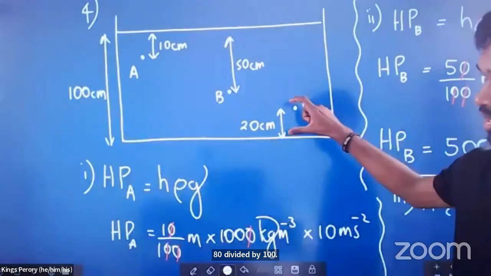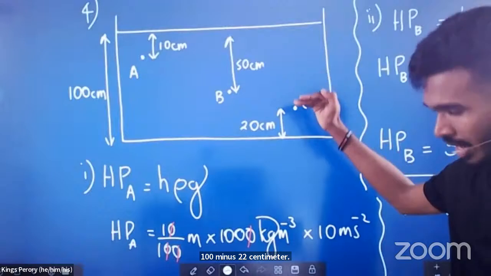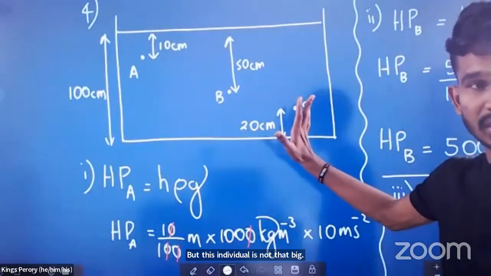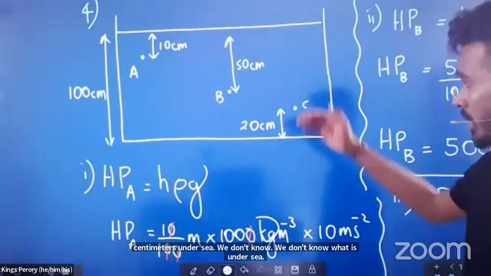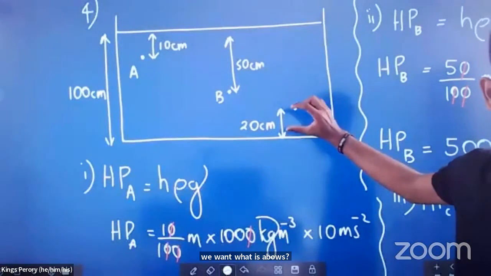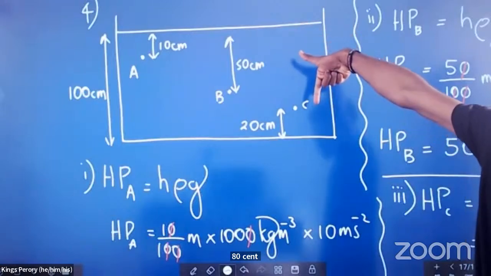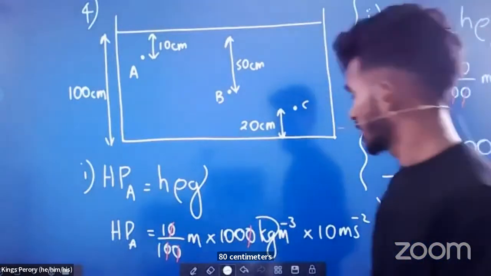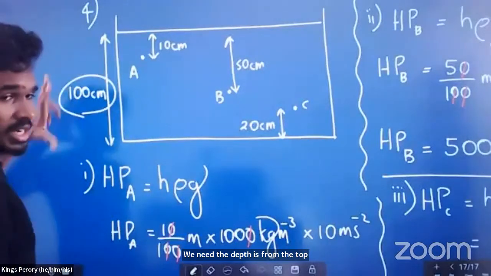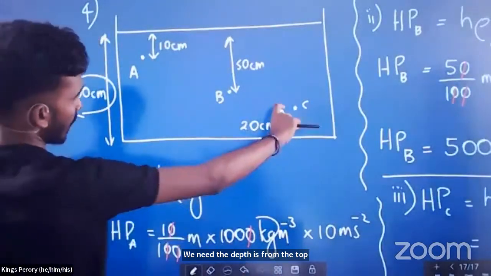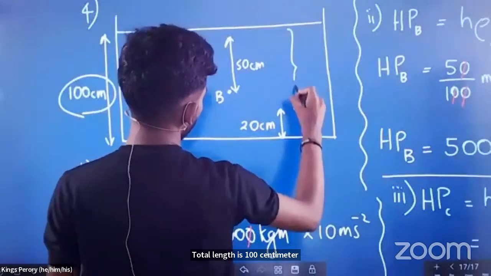20 centimeter is not the depth. The 20 centimeter is under C. We don't want what is under C, we want what is above C. Depth is from the top. Tell me, total length is 100 centimeter. This part is 20 centimeter. Now, what is the depth?